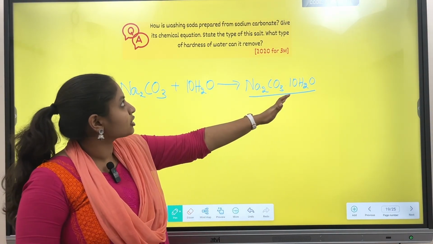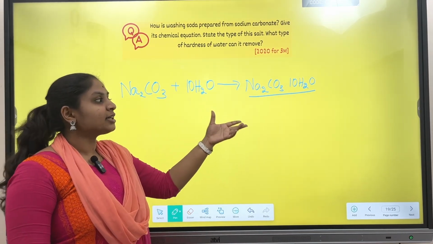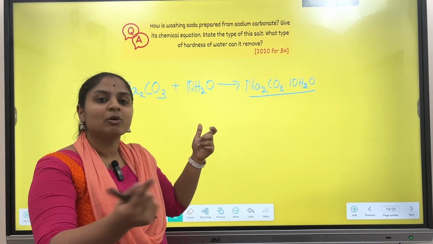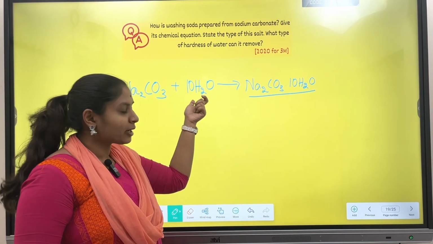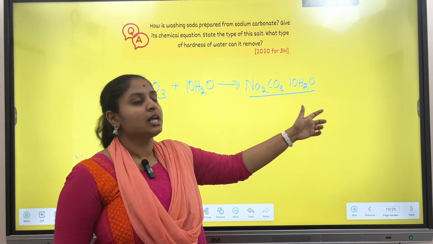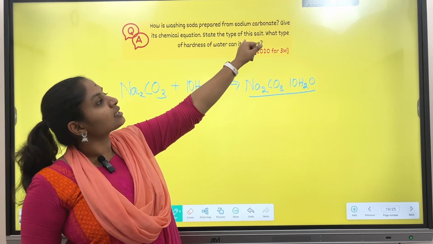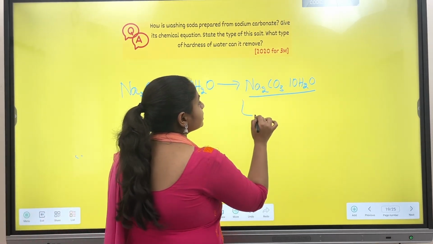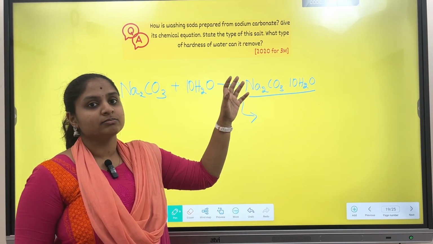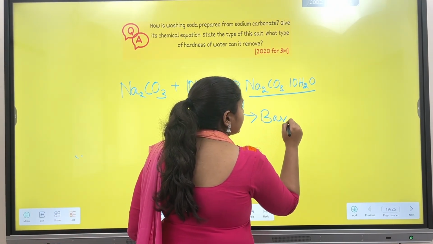So this is the first equation. Give the chemical equation. Before writing the chemical equation, write in words that sodium carbonate will absorb water molecules from its surroundings. It will absorb 10 water molecules to form sodium carbonate.10H2O. This is also known as washing soda. Write the reaction and then state the type of this salt. That is, what is this type of salt? Here sodium and carbonate have combined together to form a salt. So we will say this is a basic salt.